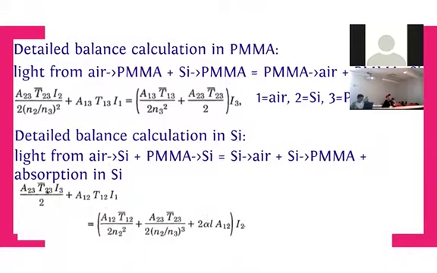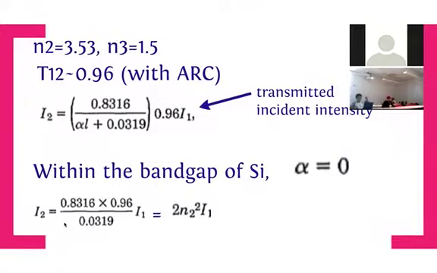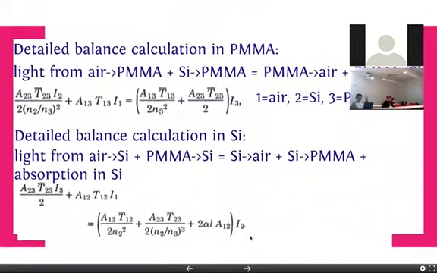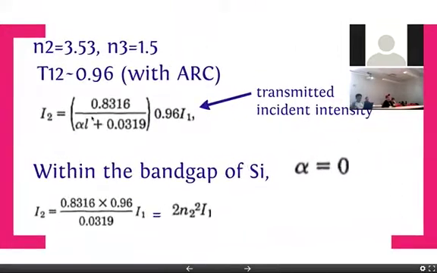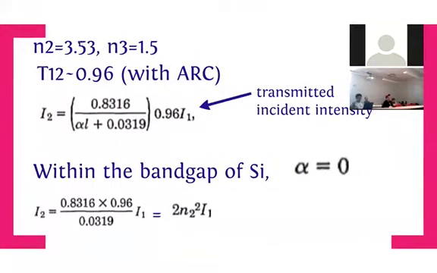And the expression is here. It's very similar to before. Into this expression, we can plug in some actual numbers to see what it means. The refractive index of silicon is 3.53, and the refractive index of PMMA, N3, is 1.5. The transmission from air into silicon is about 0.96 with an anti-reflection coating, which we talked about before. The intensity of light inside the silicon is now given by this expression. I1 is the intensity of light in the air. Remember, 1 is air. So this is the transmitted light intensity.